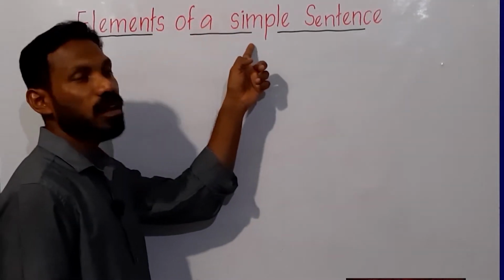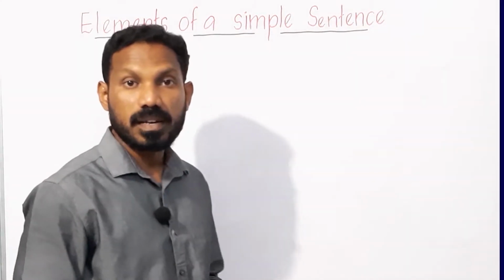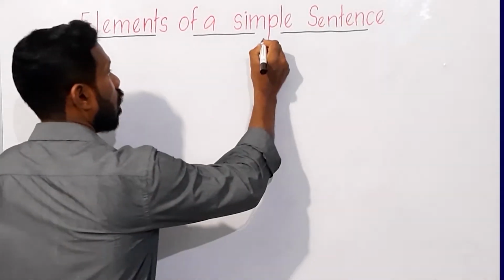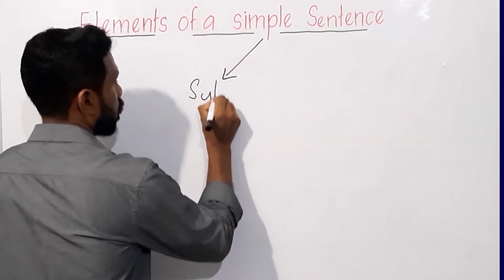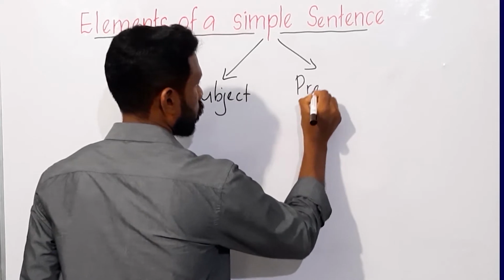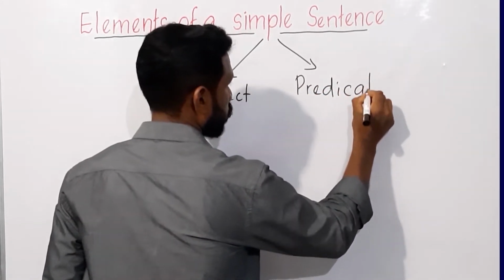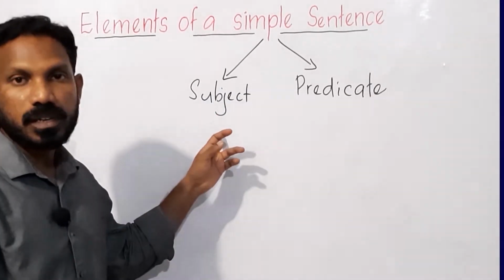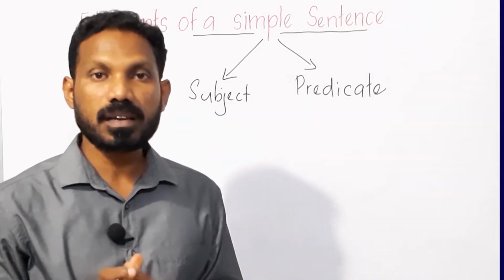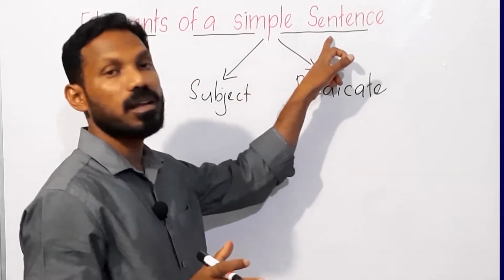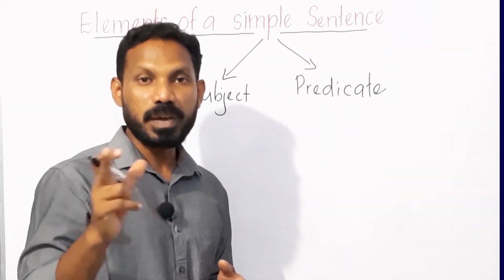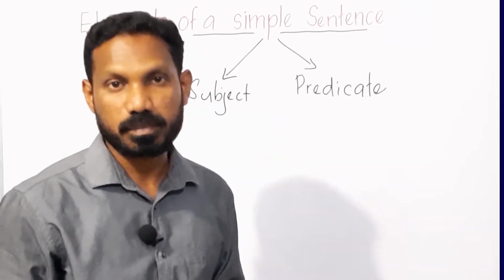Elements of a simple sentence. A simple sentence has two basic elements. They are subject and predicate. Subject and predicate. These are the two basic divisions of a simple sentence. Understand this properly because this is the basis for all other concepts.